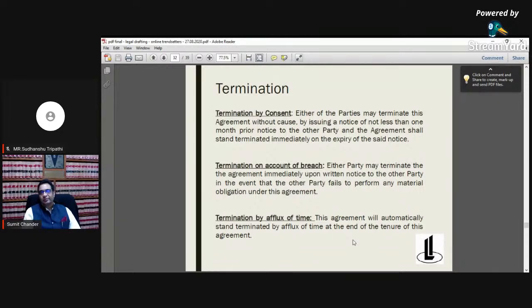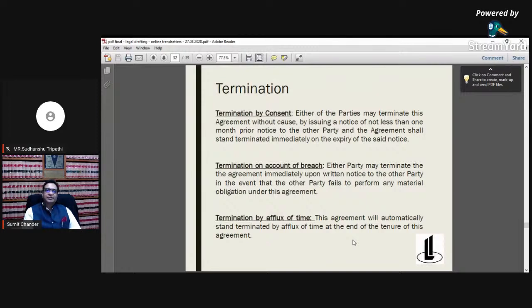So it's a notice at will. Nobody has to give any explanation why they want to terminate it, and they may terminate it by giving a 1 month prior notice. Again, like I said, these are to be discussed with your client, but you can always suggest these three termination clauses to your client.